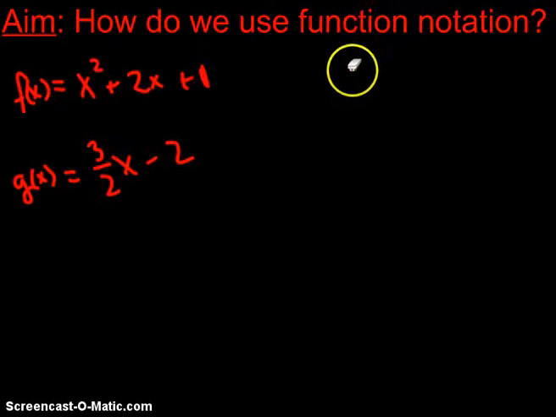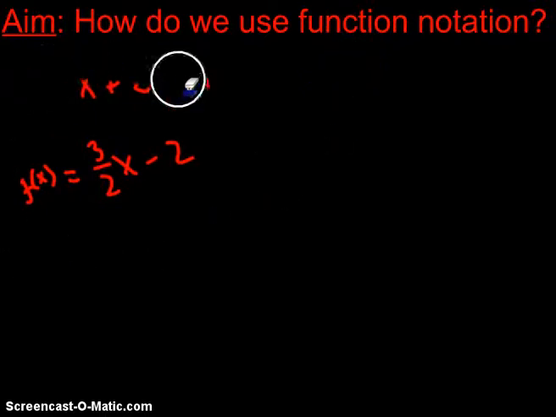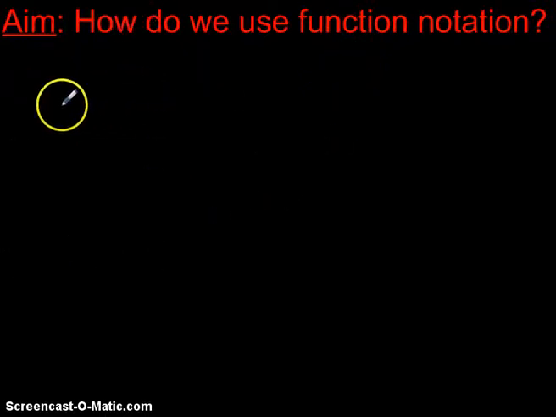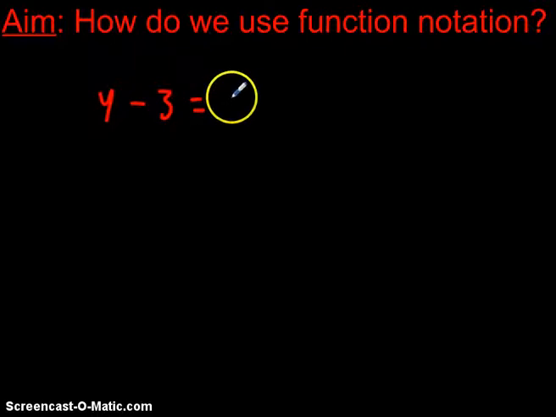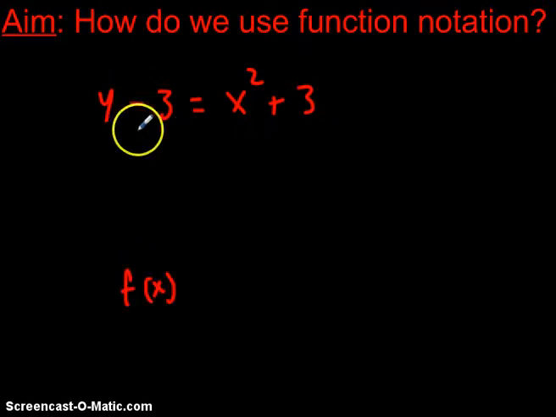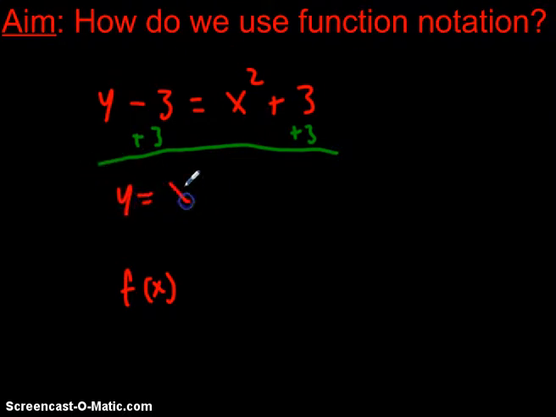And I just want to mention one last thing, because it has come up on the trigonometry regions recently. You might be asked to write something in function notation that's not in function notation. Perhaps you were given this function: y minus 3 equals, I don't know, x squared plus 3. To write this in function notation, you want it to say f of x. And don't forget that f of x is y. So we're going to isolate y by adding 3 to both sides. We get y is equal to x squared plus 6, which means f of x is x squared plus 6.